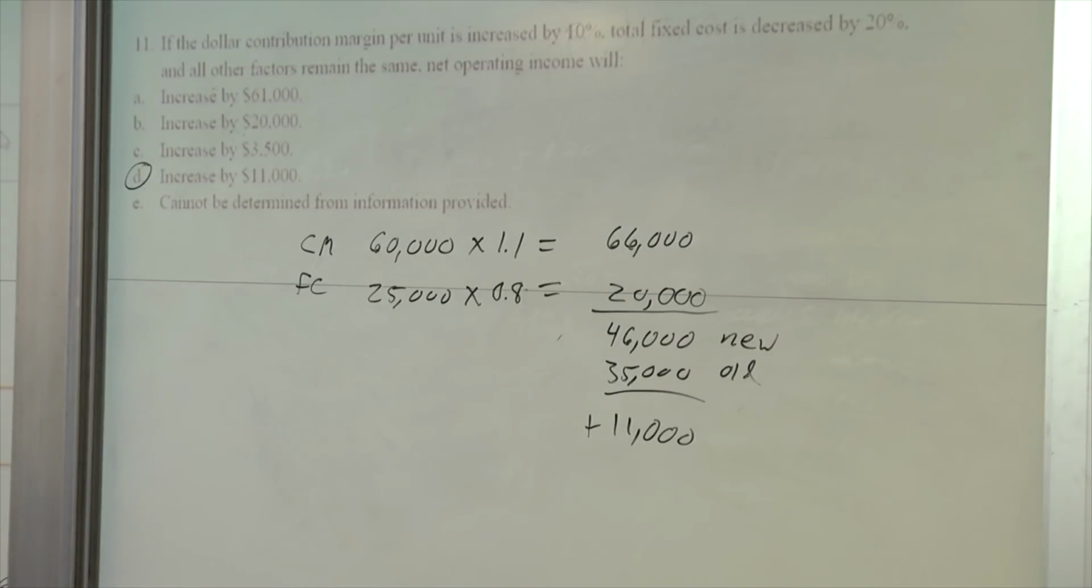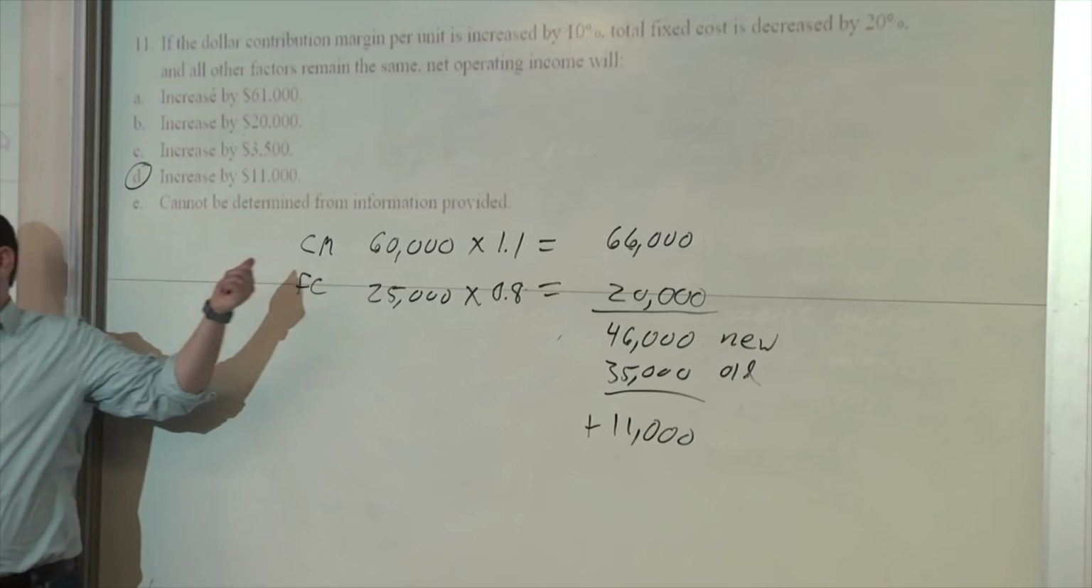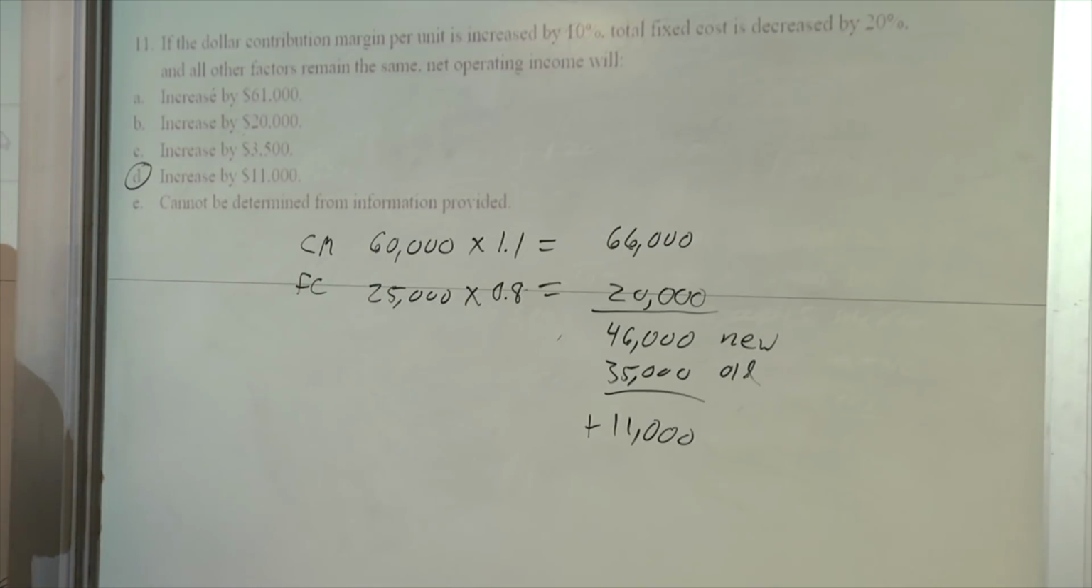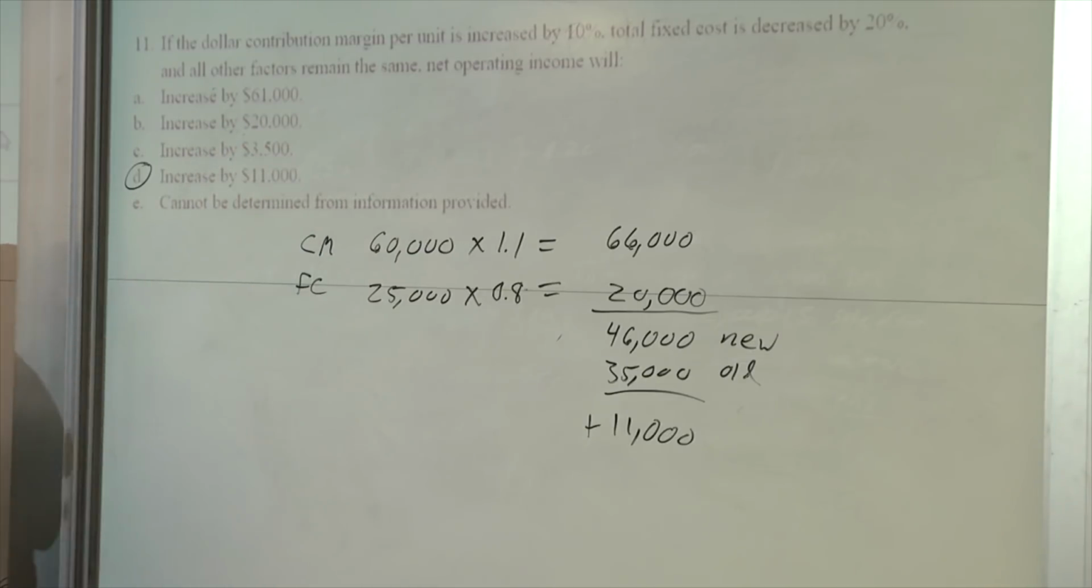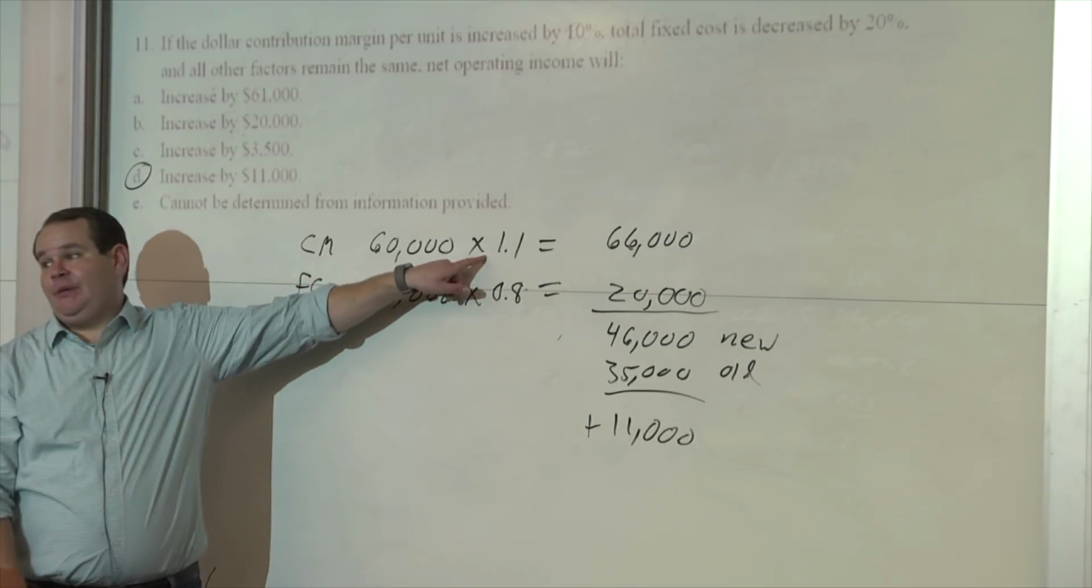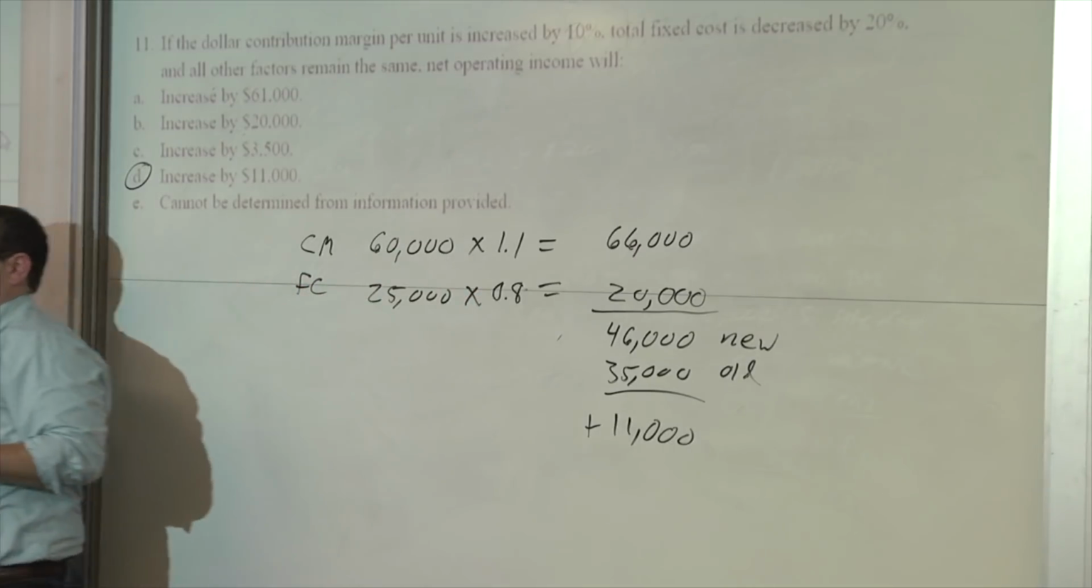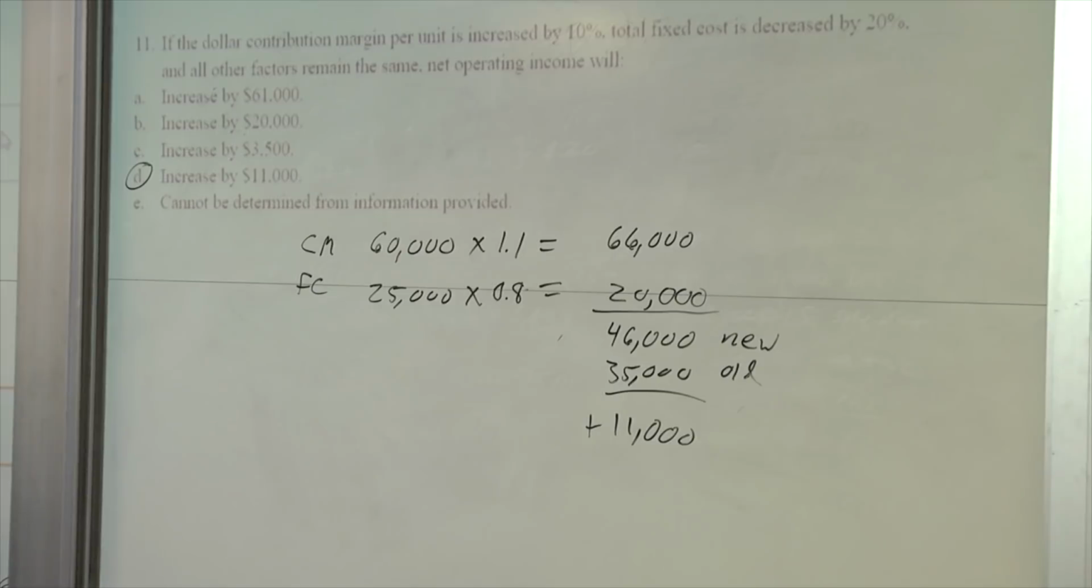All right, so 60,000 from the last question was our contribution margin. We make $20 per shoe. We sold 3,000 shoes. They say if it goes up by 10%, so if the per unit goes up by 10%, but you sell the same amount of units, the whole thing goes up by 10%. So this is just increasing it by 10%, multiplied by 1.1. And that's what the new contribution margin is going to be.